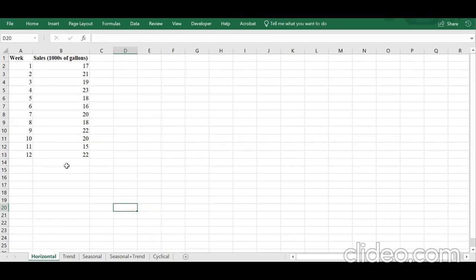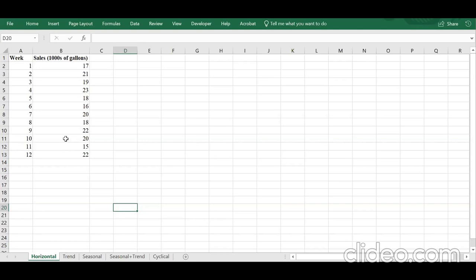This example actually contains the weekly sale of gasoline, which by definition is a product with a stable demand. And this is what we expect. Let's see if this follows a horizontal pattern. We're actually going to go over the definition of horizontal, but just bear with me.